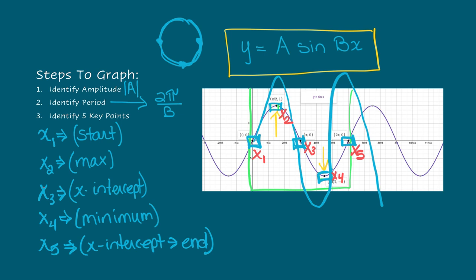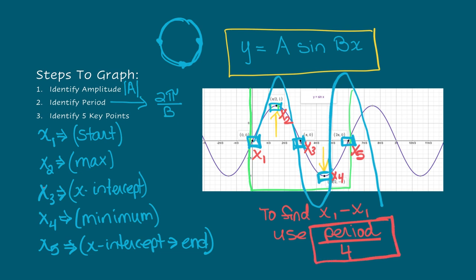Okay? And in order to find all of these points, we use what are called quarter periods. So to find x1, x2, x3, x4, and x5, use quarter periods. So use the period divided by 4.